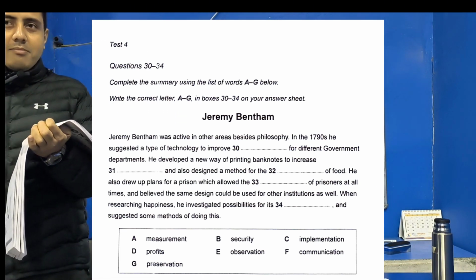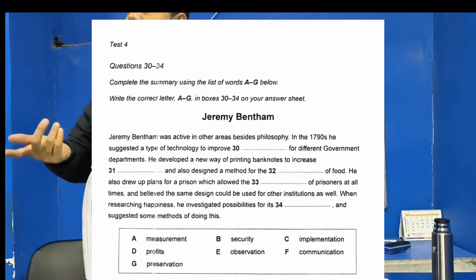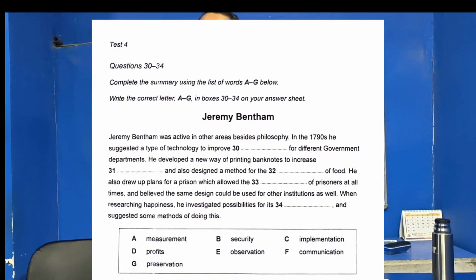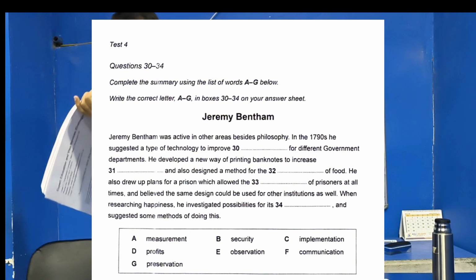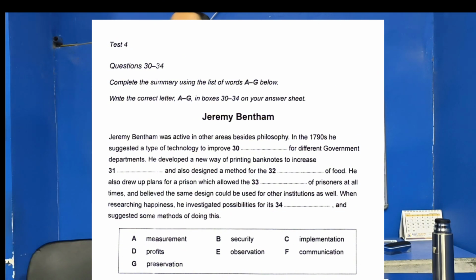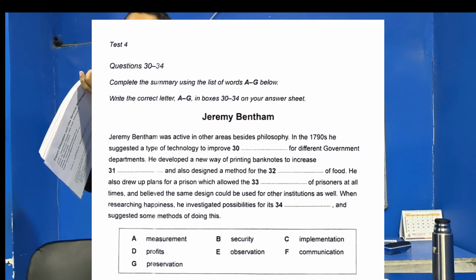Preservation, maybe. Because that is the only option that makes sense here. Preservation of food. What else can be the answer? He also drew up plans for a prison which allowed the something of prisoners. Security of prisoners, maybe. Observation, maybe. You have to observe the prisoners as well in a prison, maybe. At all times, and believed the same design could be used for other institutions as well.